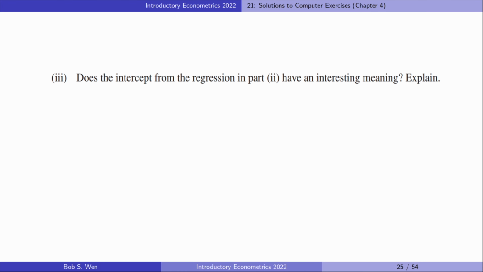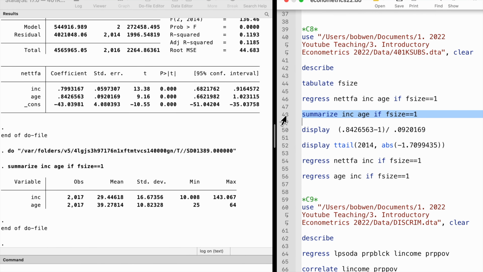The third part is about the intercept. It has no interesting meaning because it is the family asset when age and annual income are 0. When we look at the value range of the variable by using summarize command, we find that age is from 25 to 64 and annual income is between 10,000 and 143,000. The intercept has no practical meaning.